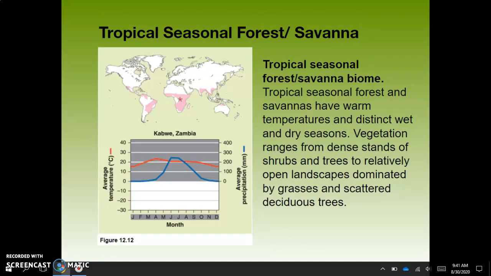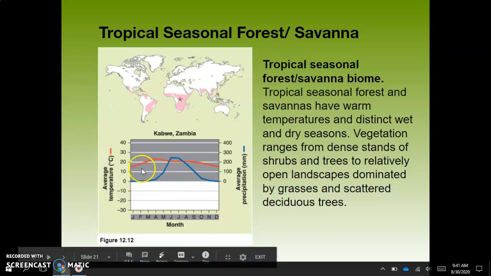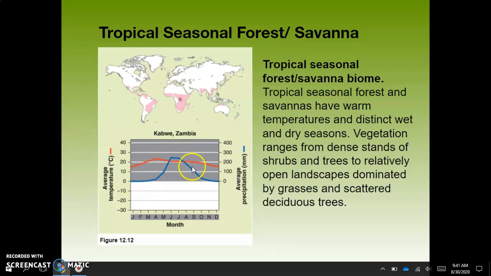So here we've got our savannas, and it's always easy to tell from a climate diagram where a savanna is because you've got these very distinct dry seasons and then wet seasons. So our precipitation line is low, then it peaks, and then it drops down again.